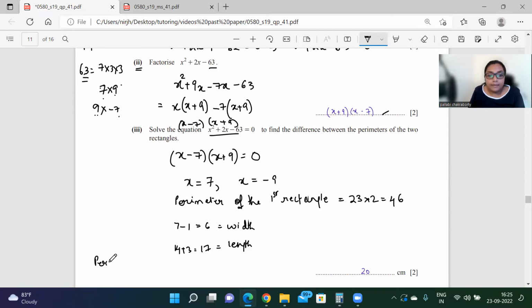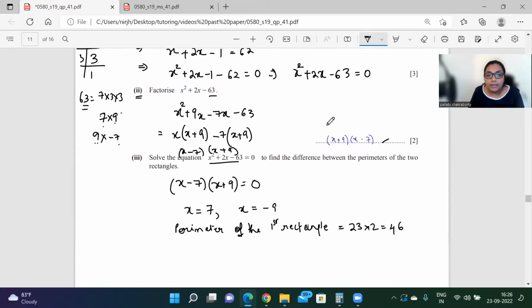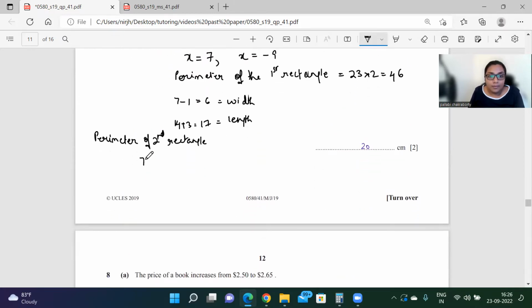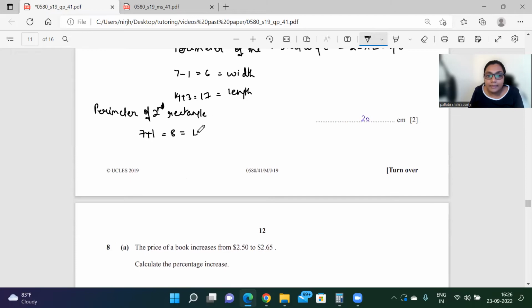Similarly, perimeter of second rectangle will be how much? Now you have 8 and 5. So x plus 1 and x minus 2. So 7 plus 1 is 8, which is the length. You will write down the length as this. And 7 minus 2, which is 5, is the width. So the perimeter comes out to be 8 plus 5, which is 13, times 2, which is 26.